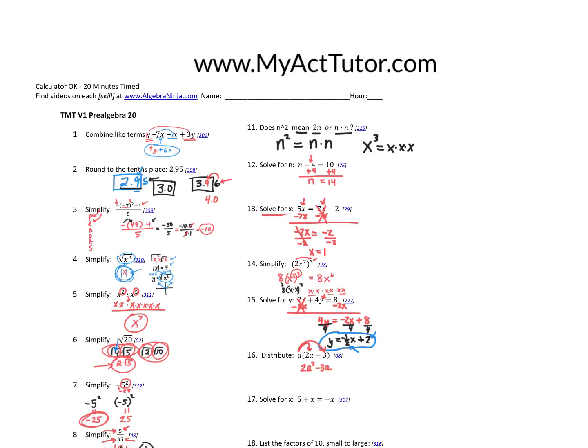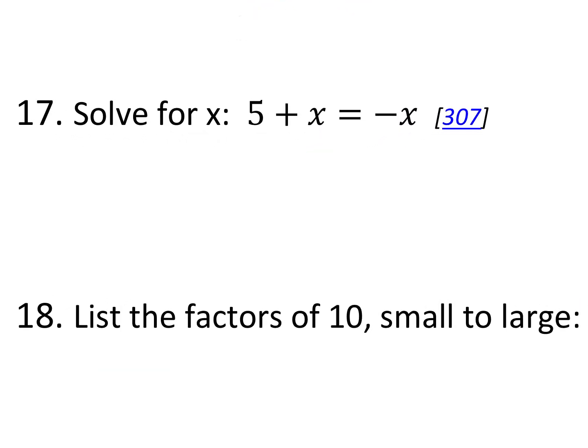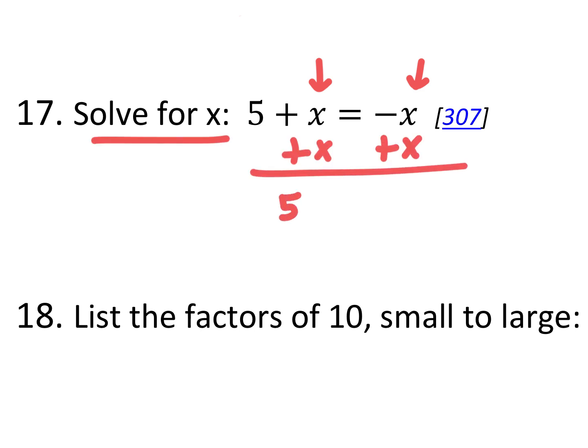For skill 307, that's a problem like this. We're solving for x, and there's variables on both sides again. So how do we take care of ones where there's variables on both sides? Well, again, you're typically getting rid of the smaller one. So if I do that here, the smaller one is negative x. I add x to both sides, and now I have 5 plus 2x equals 0.